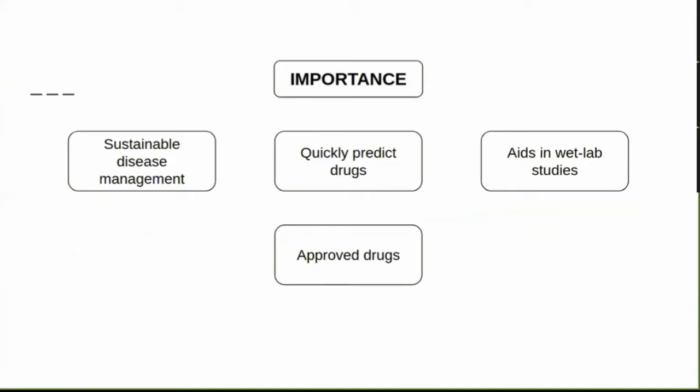Coming to the importance of this project, it is extremely important as it is a sustainable way to manage diseases. Furthermore, since this is an in silico method, it's extremely quick, and its speed is extremely important in cases of pandemic, wherein new drugs need to be found and need to be found quick. Moreover, the drugs that are contained in this database are FDA approved, so repurposing them is relatively easy. Moreover, this particular project will aid scientists in wet lab studies.